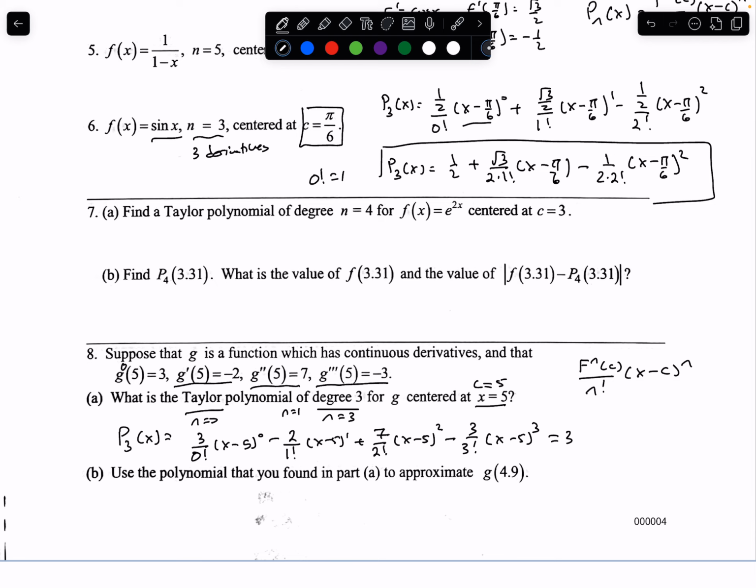So I can write this as 3 minus 2 over 1 factorial, x minus 5 to the first, plus 7 over 2 factorial, x minus 5 squared, minus 3 over 3 factorial, x minus 5 cubed, if you want to clean that up. And then you can just plug that 4.9 in, just like a tangent line, and you would get your approximation for part B.